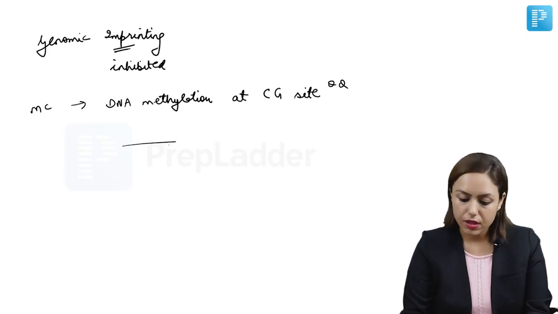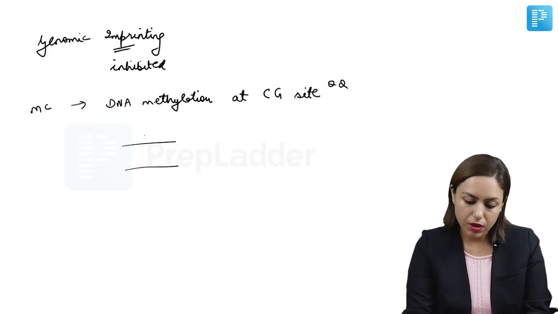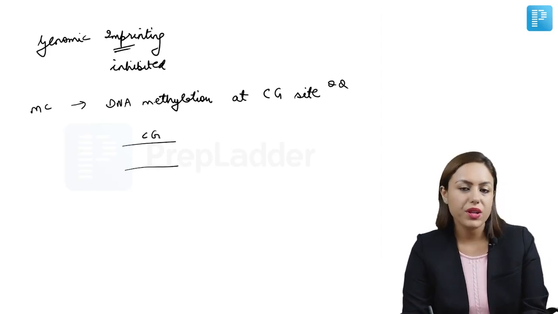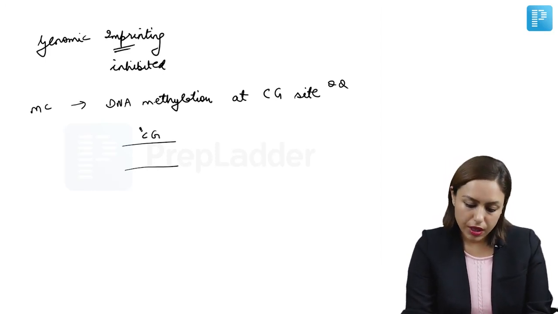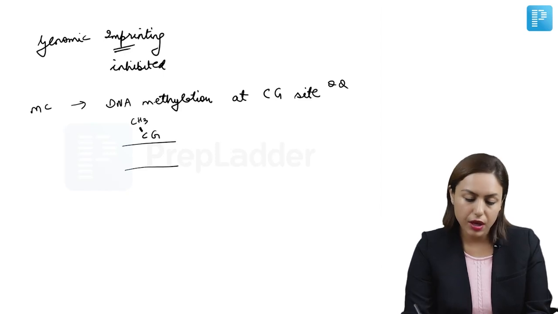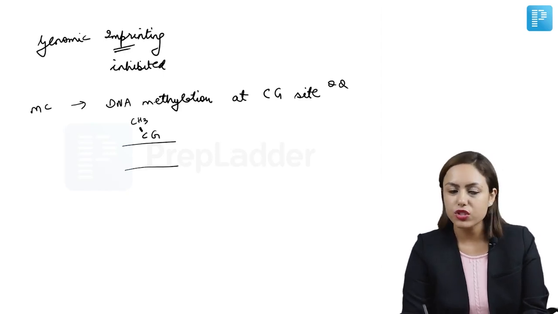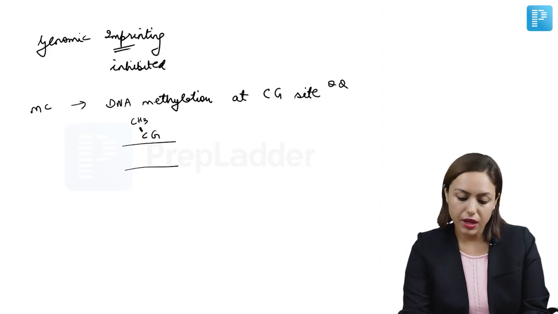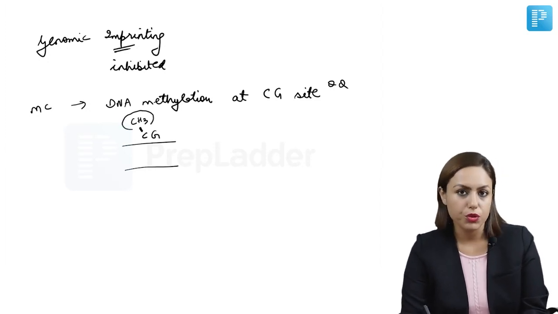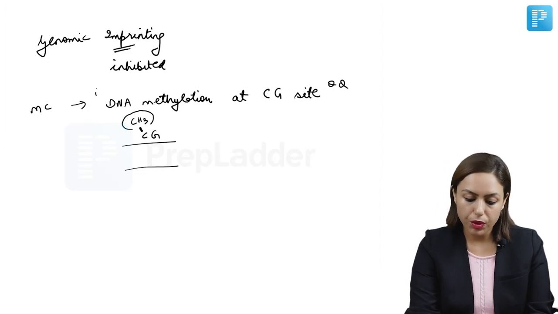What is a CG site? These are two strands of DNA. C and G are present together on the same strand. Then this C is methylated. Okay, the C of the CG site is methylated. This will lead to gene inhibition, right? So this is the most common method.